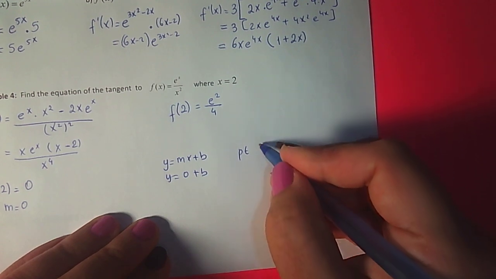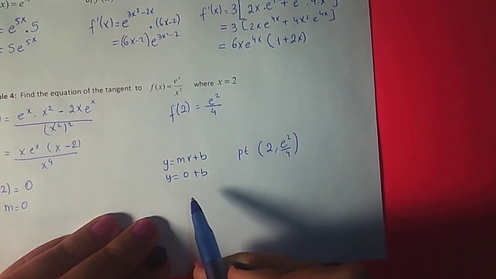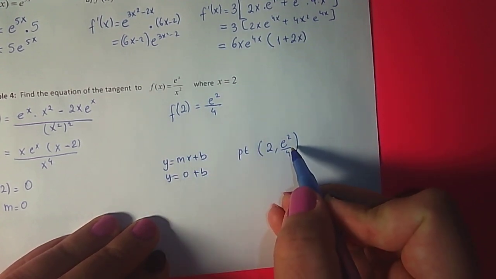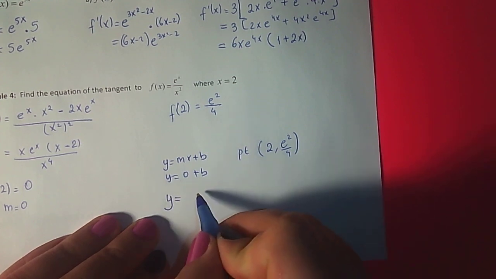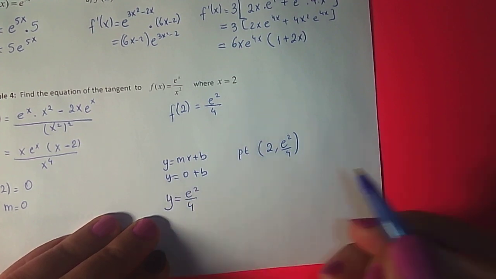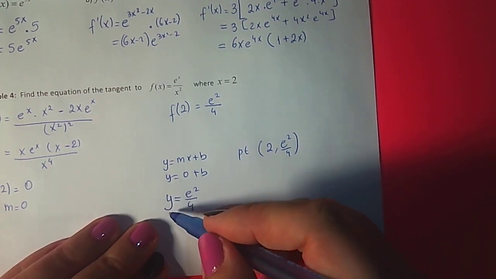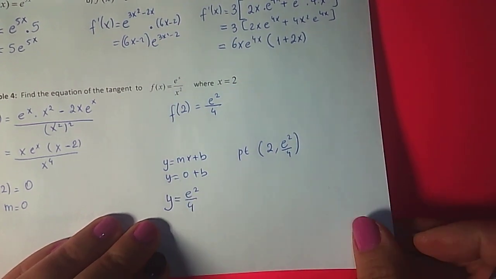Okay, then the point that we need to sub is 2 and e squared over 4. As you see, mx becomes 0 anyway, so b is then e squared over 4. Then the equation of the tangent is y equals e squared over 4. Most of the time we will leave the exact value for the equation. Okay, so this is the answer.